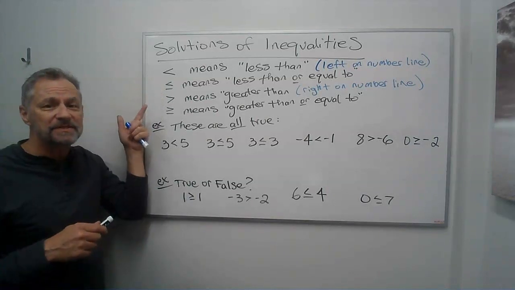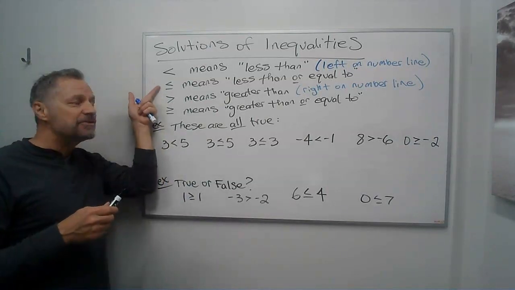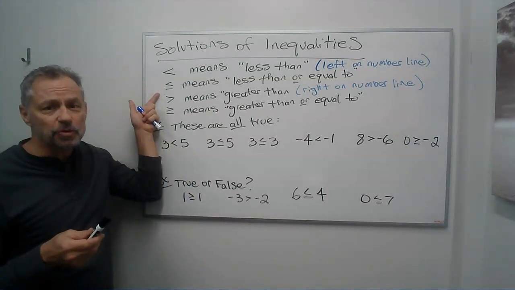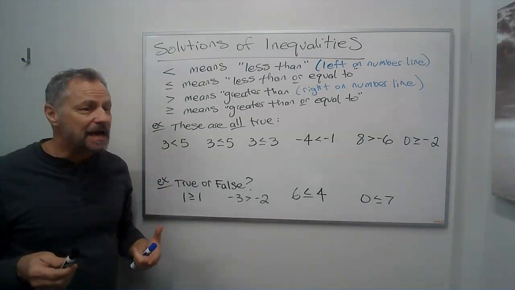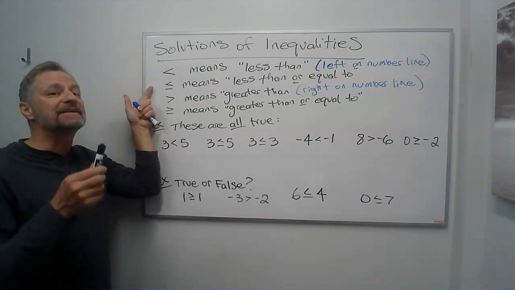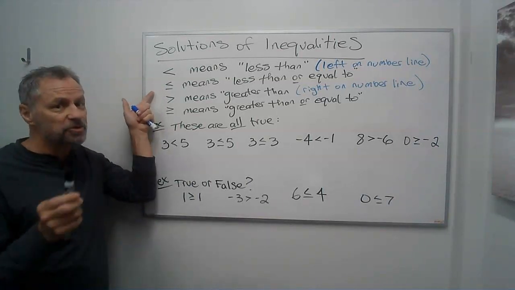If you put the equal sign, it means one of two things. Either it's less than or it's equal to. Obviously, no number can be less than a number and equal to the number at the same time. This is an or statement. If either it's less than or it's equal to, it's going to be true.